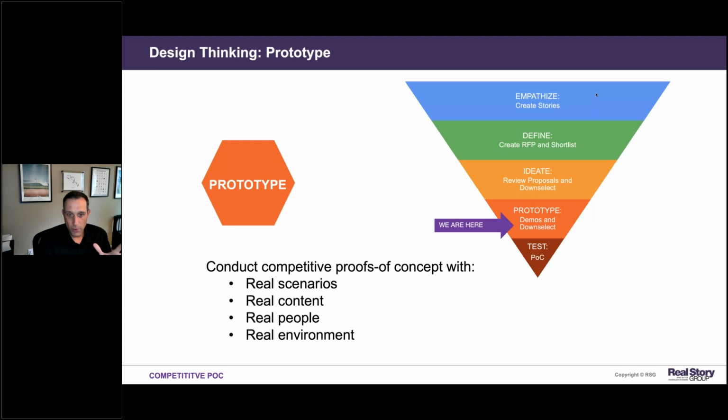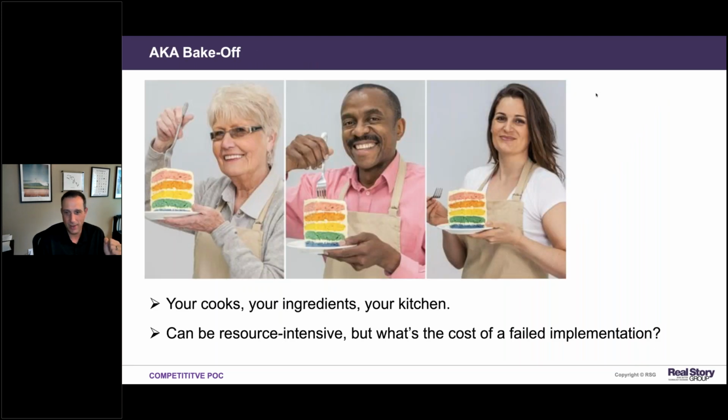Once you get through the demo week, then we recommend that you go to a proof of concept stage, and sometimes we call this a bake-off or a competitive proof of concept. But really what we're doing here is putting your two finalists head to head. And what I want you to do is, again, make this as real as possible. So use your real scenarios, use your real content, use your real people in real environments, and try to mimic a real project as much as you can.